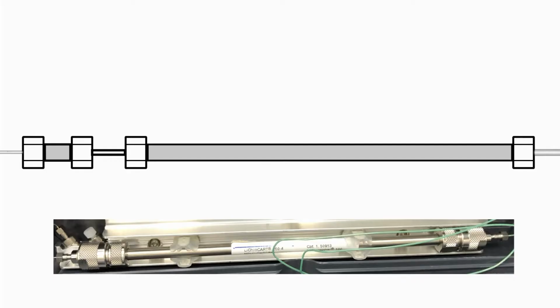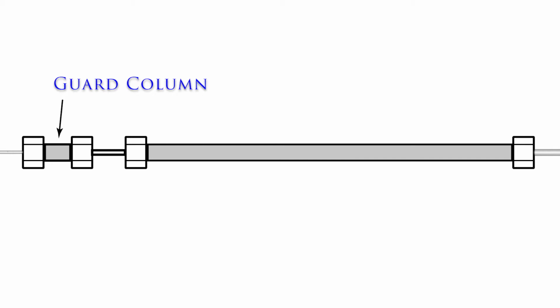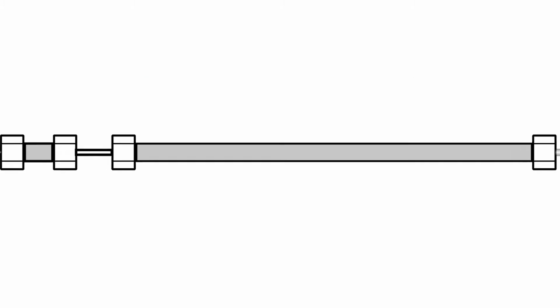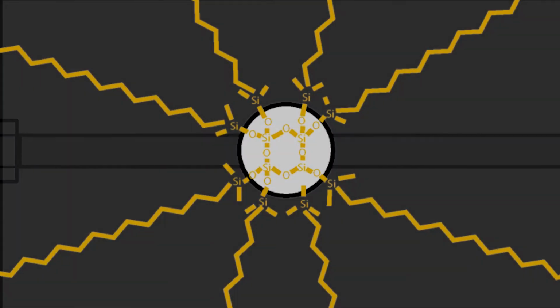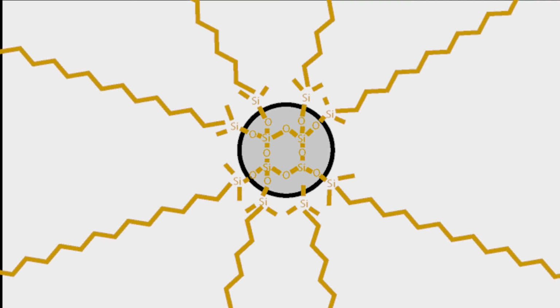A real column is shown on the bottom of the image while a diagram is shown on the top. Essentially, a column is a metal cylinder tube through which a solvent can flow. Typically there are 2 columns, a guard column, which is a short column that protects the expensive analytical column from damage. If we have a close look inside these columns, we can see silica particles, SiO2, that is silicon, oxygen, silicon repeated in a 3-dimensional lattice.